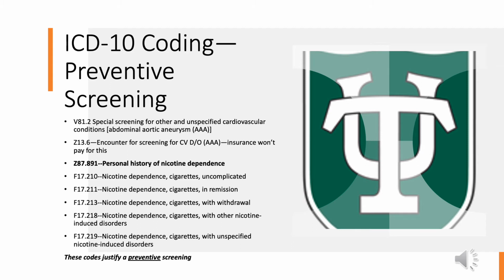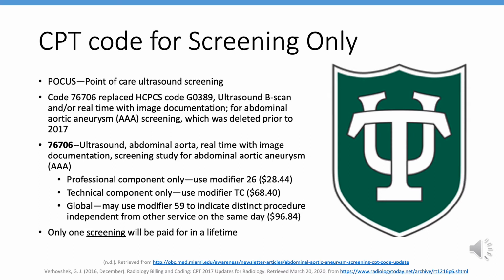For diagnostic screening, other codes that specify that they already have an abdominal aortic aneurysm or thoracic aneurysm, iliac vessel aneurysm, and so forth would be more appropriate. It seems like codes are forever changing, and in regards to CPT coding for AAA screening, 76706 is the current appropriate code, which is for ultrasound of the abdominal aorta, real-time with image documentation, screening study for AAA.